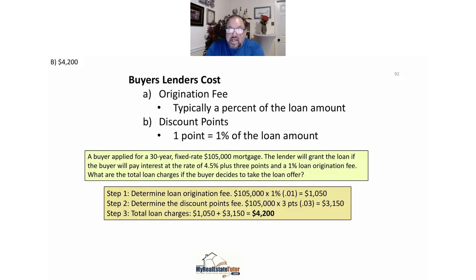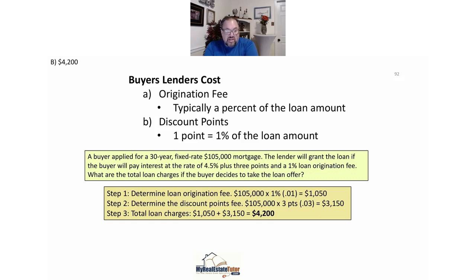All right. So let's look again. The buyer's lender cost, origination fee, discount points. Okay. So look at the yellow box and you'll see the buyer applied for a 30-year, $105,000 mortgage. The lender will grant the loan if the buyer will pay the interest 4.5% plus, and then 3 points and a 1% origination fee. So those are your financial charges. Remember, everything's on the loan amount. Okay. Fortunately here, they give you $105,000. So there is no LTV to calculate. So they give you the loan amount.